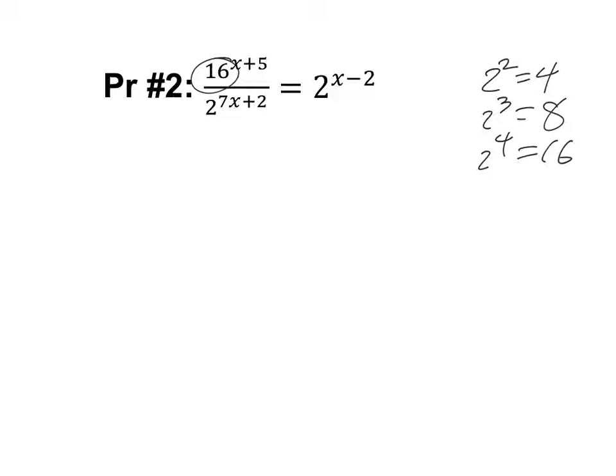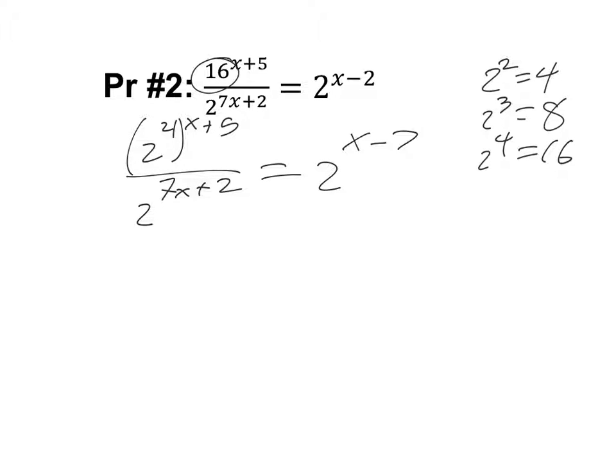So that means you can replace that with a 2 to the 4th. So you could write this as 2 to the 4th in parentheses to the x plus 5 over 2 to the 7x plus 2 equals 2 to the x minus 2. And then furthermore, I'll do this with you.